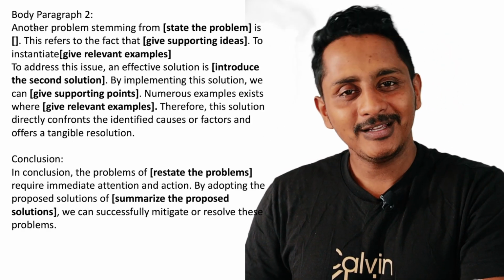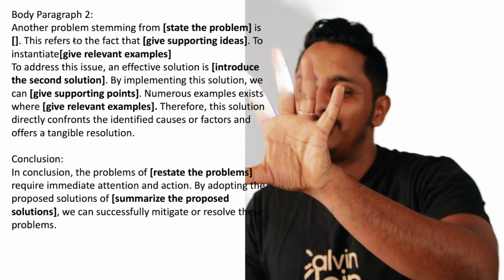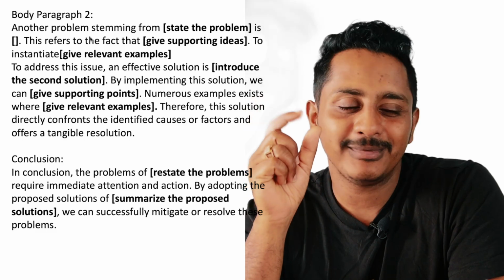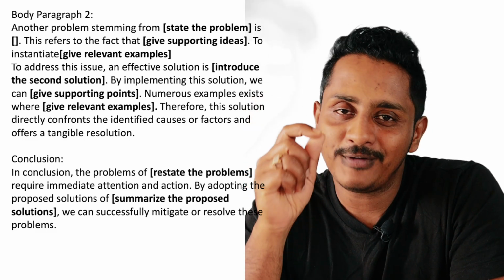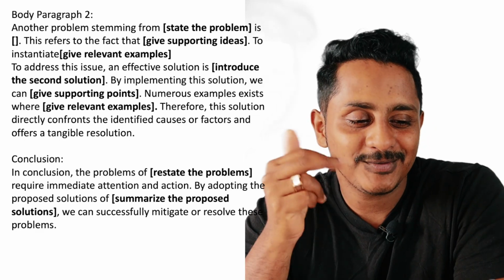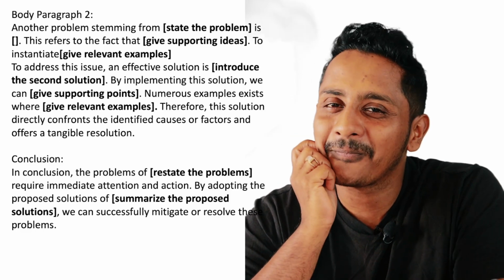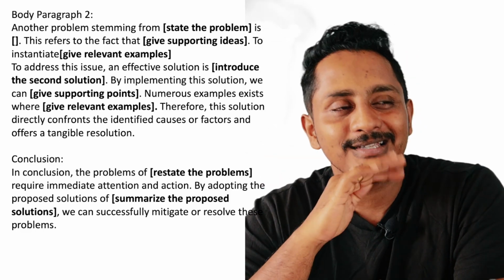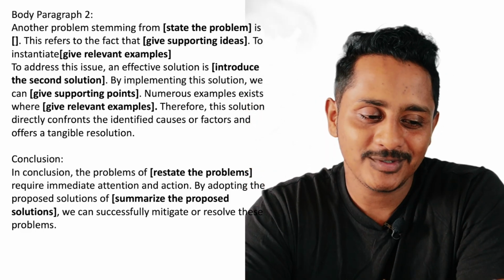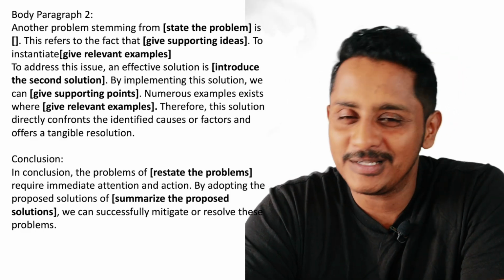Okay. So, then the next one, on the same thing, you need to write a problem and solution with a few different words. Another problem stemming from the environment is, this refers to the fact that, to address this issue, an effective solution is, by implementing the solution, we can give supporting points. Numerous examples exist where, write an instance. Therefore, this solution directly confronts the identified causes or factors and offers a tangible resolution.